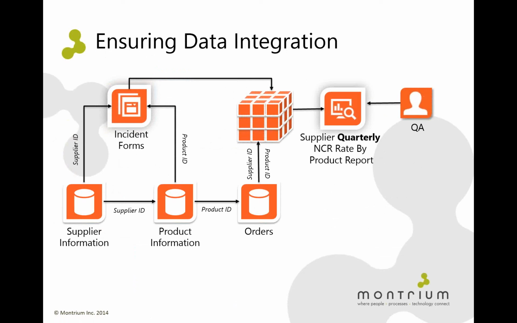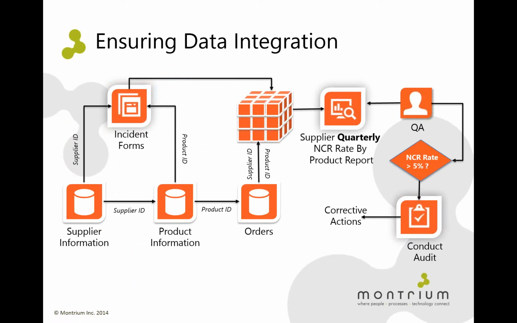And QA typically will review this on a periodic basis, at least on a quarterly basis, to evaluate the various different suppliers that we have. QA will have measurements, and so for example, if the NCR rate or the non-conformance rate is greater than 5% across all orders, then they may decide that they need to conduct an audit, and following the audit obviously put in place corrective actions so that we can avoid future incidents with that supplier. So that's really the concept of being able to leverage business intelligence to make good quality management and proactive quality management decisions.